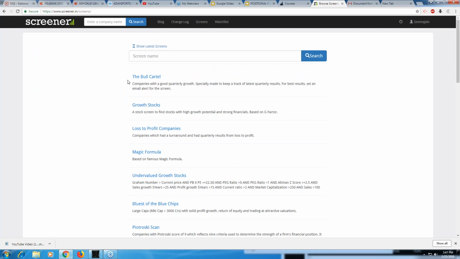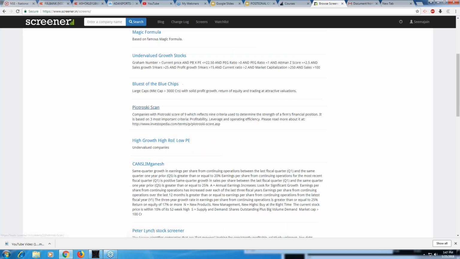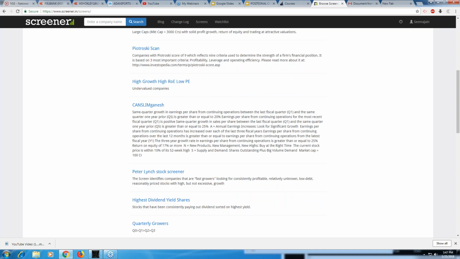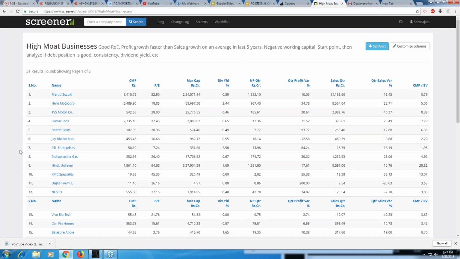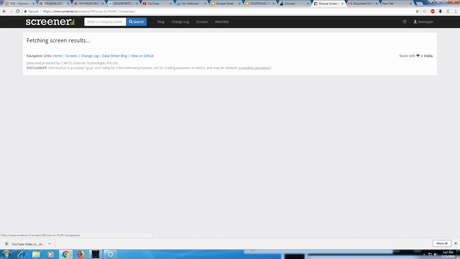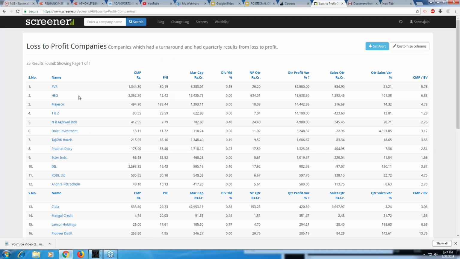There are different filters which are already made by the website, like bull cartel, growth stocks, loss profit companies, magic formula, undervalued growth stock, bluest of the blue chip, high growth, high ROE, low PE, right? All these stocks, you can just filter out high moat businesses like Maruti Suzuki, Hero MotoCorp, TVS Motors, Lumax Industries, Bharat Seats, J Bharat. All these are high moats, right? Then you can go for anything that you want. Loss to profit making, PVR, HEG, TBZ, NR Agrawal Industries, Dolat Investment, etc., right?